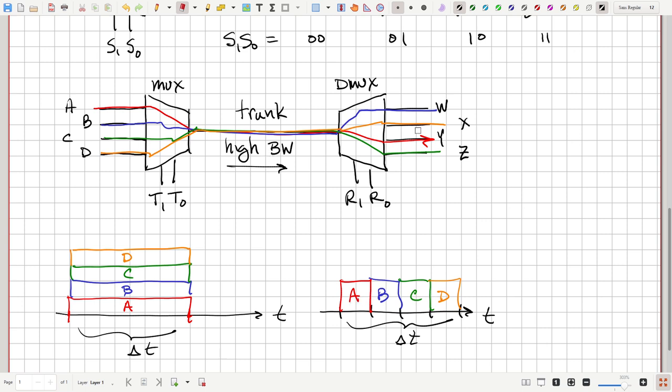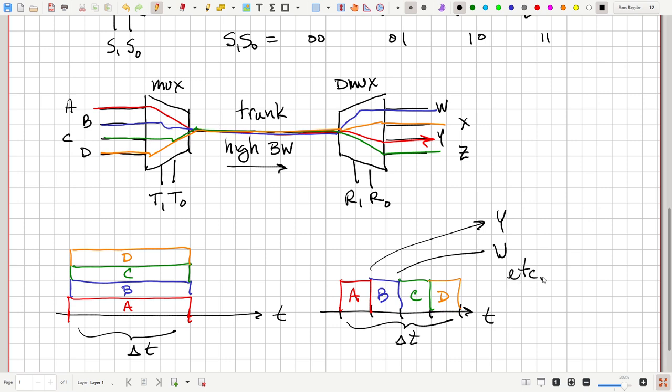And then at the other end, you can take these out, reduce the data rate back down to the normal data rate, and then use the demultiplexer to assign those to W, X, Y, Z, and so on. Okay, so at the other end, A here would go to, say, Y, and the B here to W, etc.